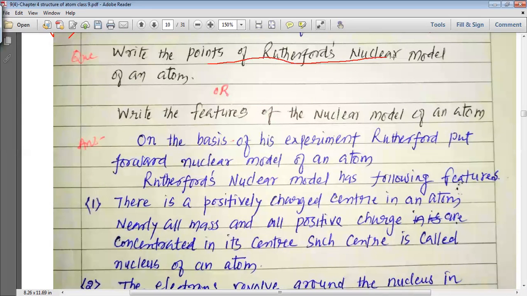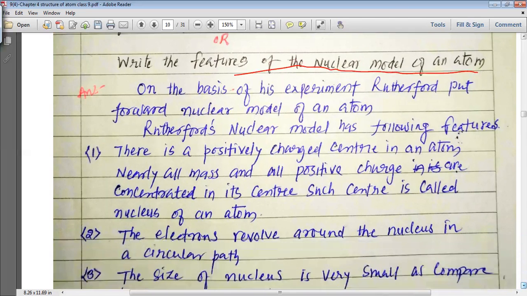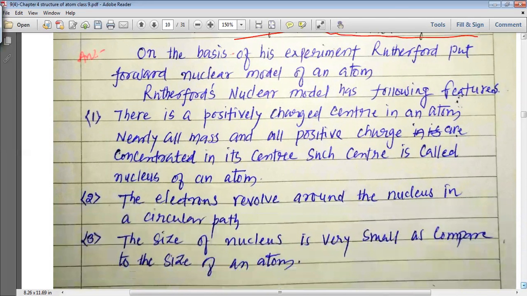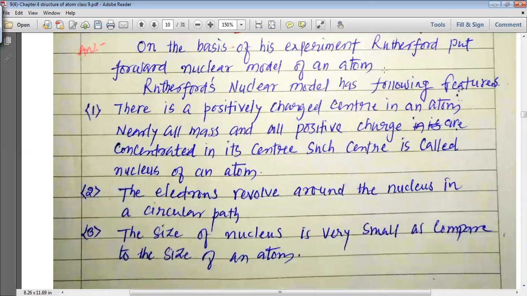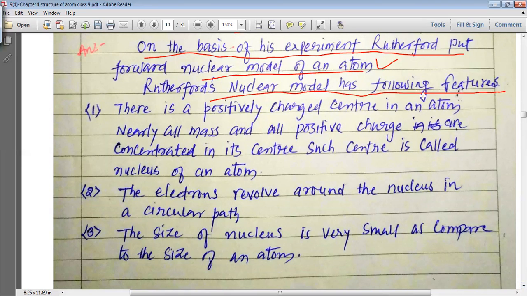Write the points of Rutherford's nuclear model of an atom, or write the features of the nuclear model of an atom of Rutherford. So now what information do we get about the atom from Rutherford's model? Let us see it point-wise. On the basis of his experiment, Rutherford put forward a nuclear model of an atom. Rutherford's nuclear model has the following features.